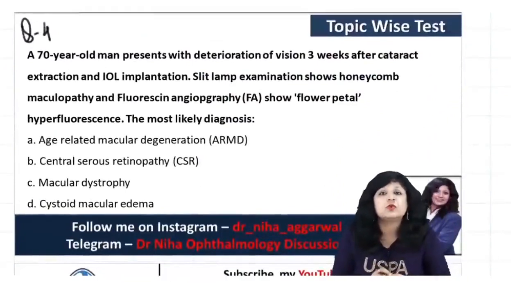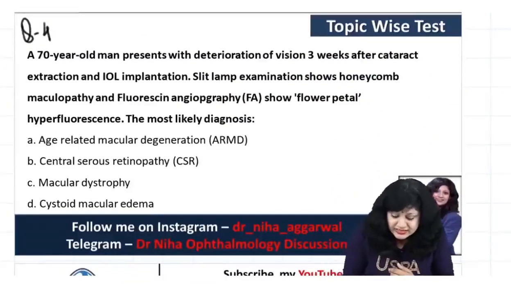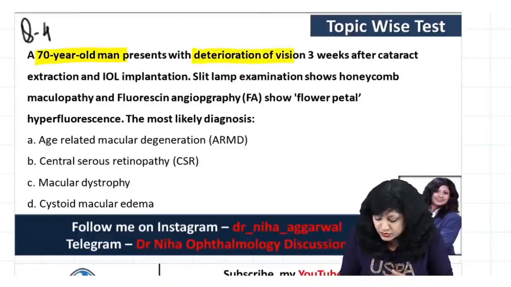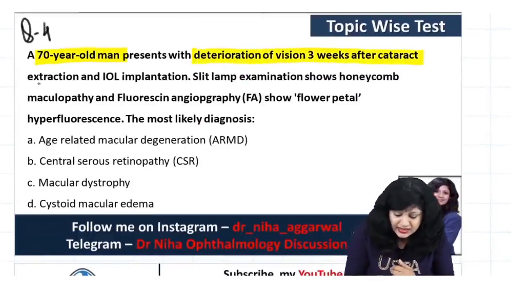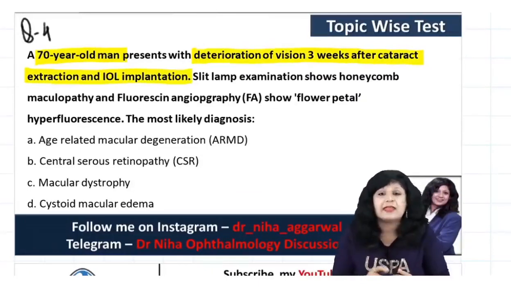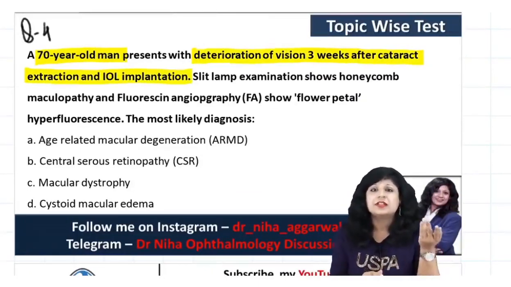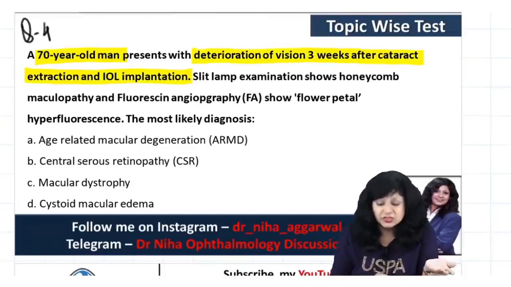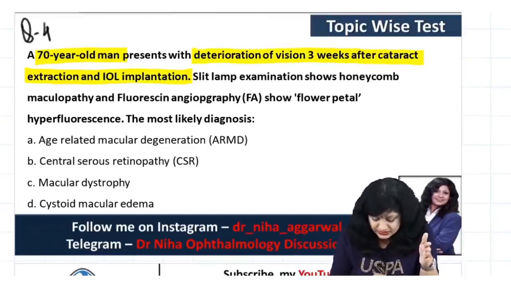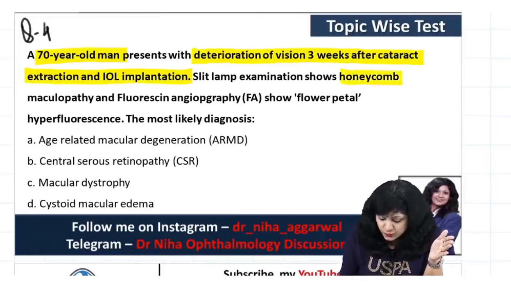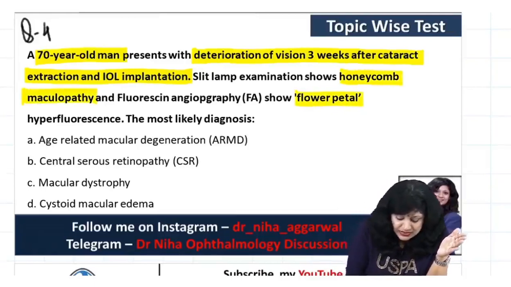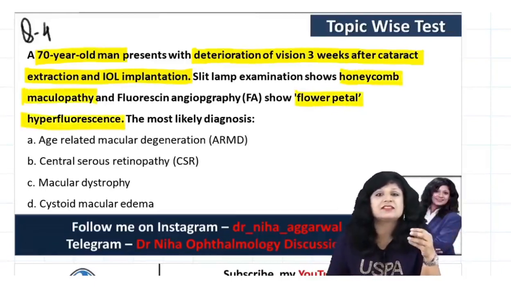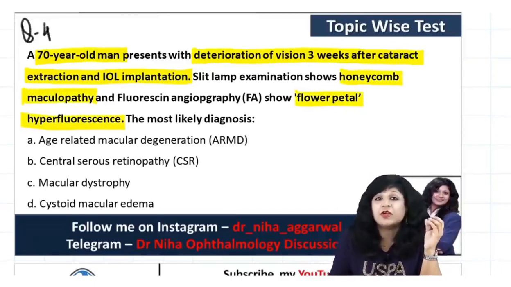Now coming to question number 4. A 70-year man is presenting with deterioration of vision 3 weeks after the cataract extraction and the IOL implantation. So simply, they are talking about the post-operative period. There is a diminution of vision after the cataract surgery. Slit lamp shows honeycomb maculopathy. Also FFA shows the flower petal hyperfluorescence. I think this is the simplest question because they have given you every clue.